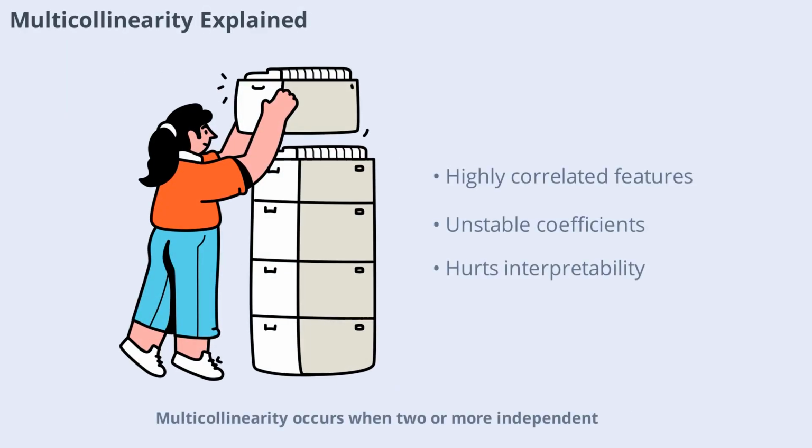Multicollinearity occurs when two or more independent features in a linear model are highly correlated. This can make the model's coefficient estimates unstable and destroy the interpretability of each feature's effect. For example, if an insurance model includes both vehicle weight in pounds and in kilograms, these features provide the same information. The model will struggle to assign stable weights, leading to unreliable predictions. Detecting and addressing multicollinearity is crucial for building robust linear models, especially when interpretability is important.